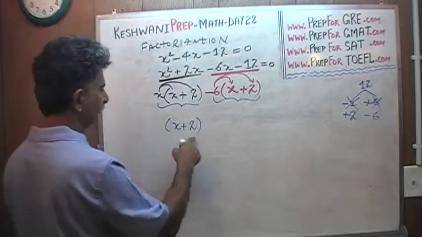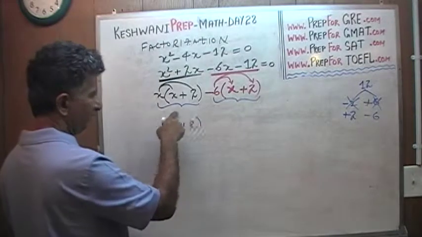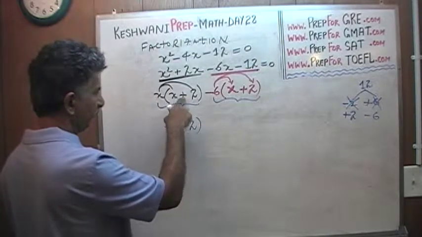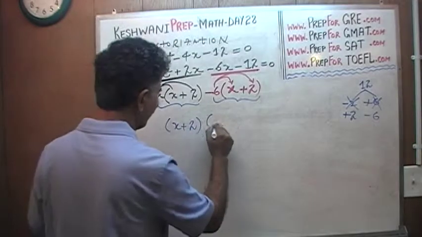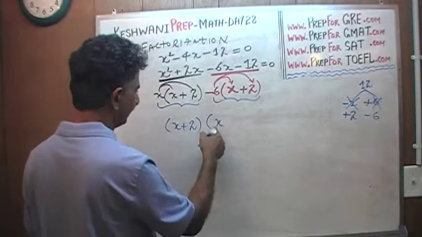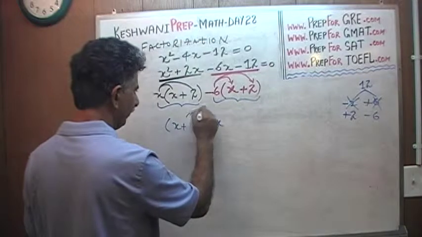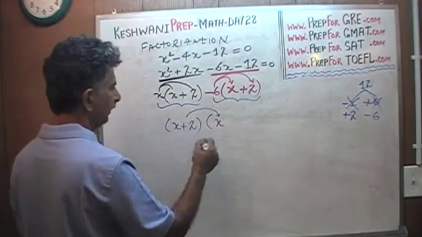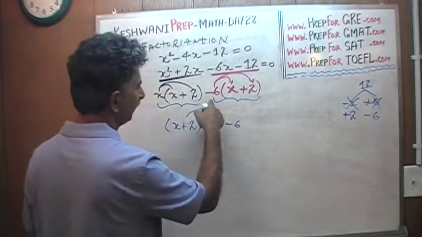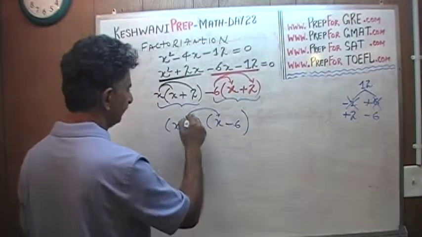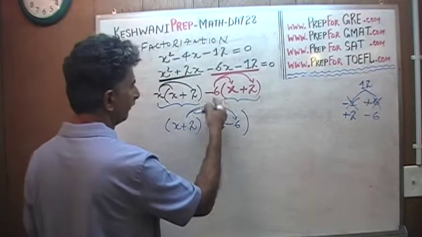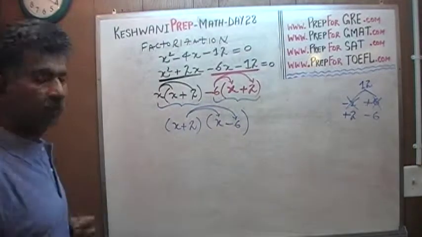If we take out x plus 2, what are we left with in this? This is one factor now. What are we left with here? We took out x plus 2 common, so we're left with x. As you can see, x plus 2 times x is going to give us this part. And then -6. Here we're left with only -6. X plus 2 times the -6, which is this second part here. That's it. Those are your two factors.